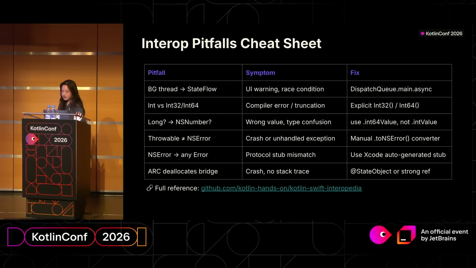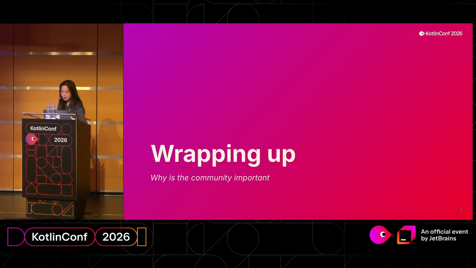If you want the actual full reference, every Kotlin language feature, every type mapping, every annotation, and how each one shows up in Swift, JetBrains maintains a repository called Kotlin Swift Interopedia. It's under JetBrains on GitHub, and that's what I wish I had on day one. Okay, now let's wrap up.